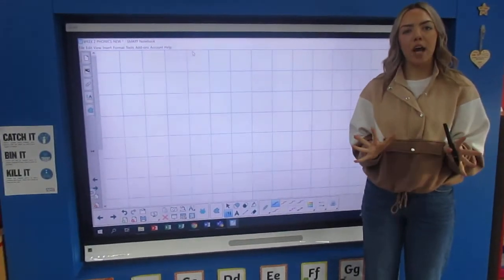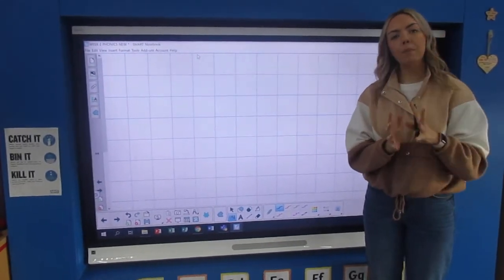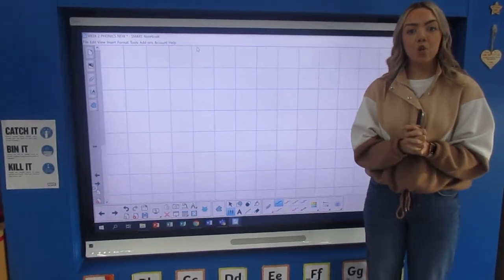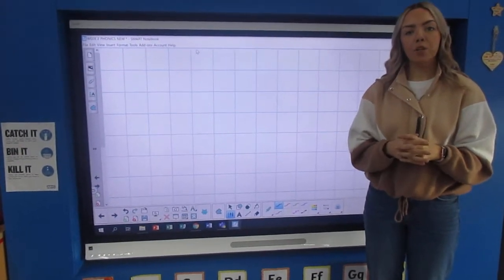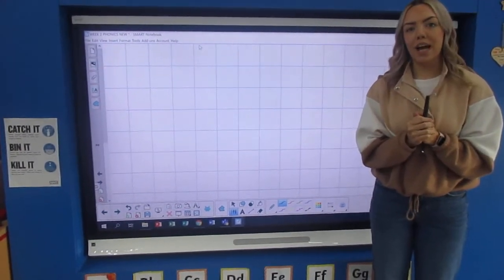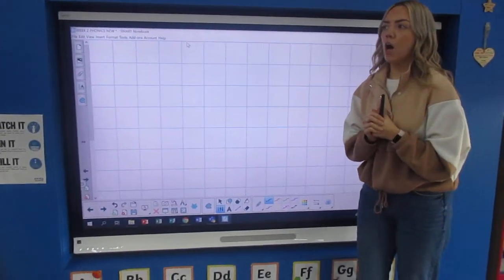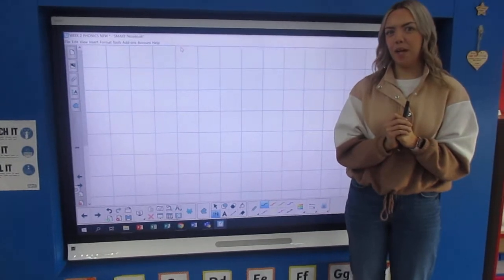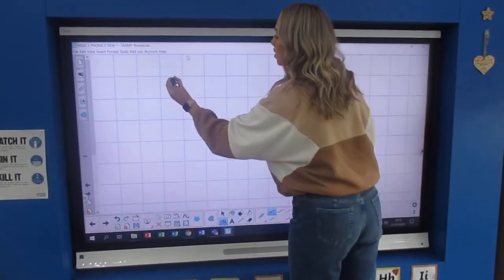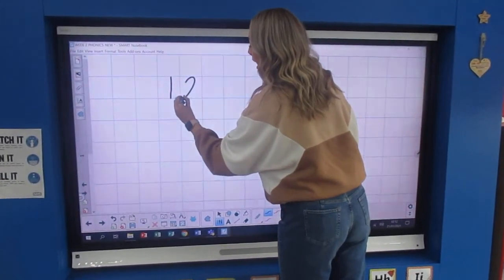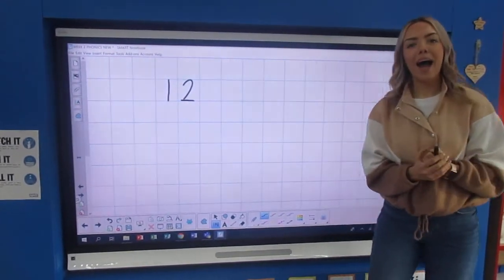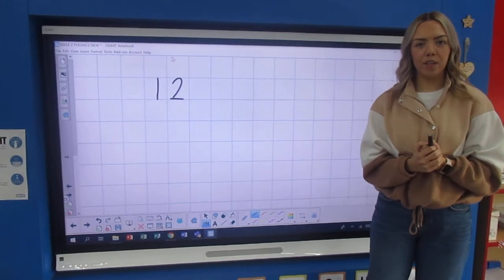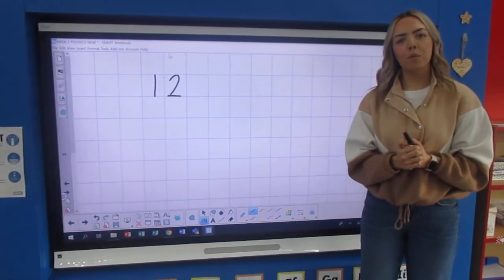So I'm going to shout this morning two numbers at you and then you're going to write them on your board in a number sentence, okay? So I want you to add the two numbers that I shout. So I'm going to start with the number 12 today, quite a big number. So 12 on your whiteboards. And I would like you to add 5 to 12. So what's that going to look like in a number sentence?